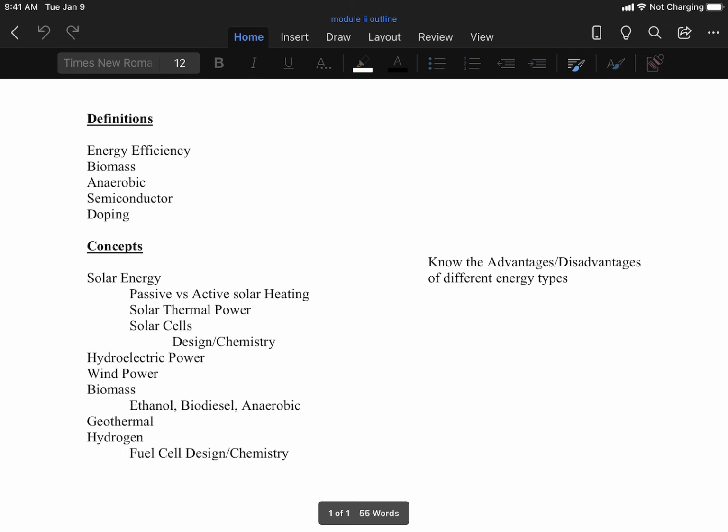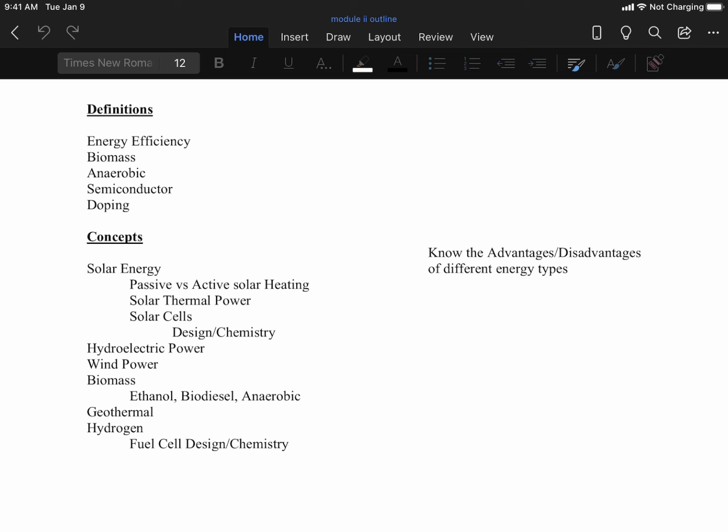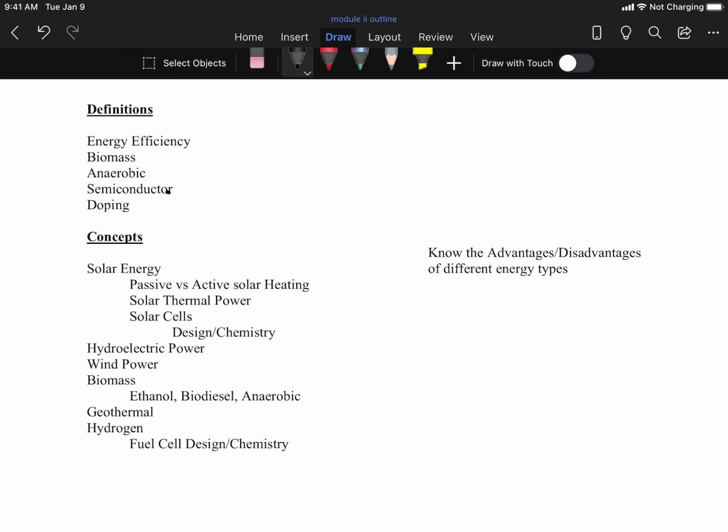Definitions are always a good thing to focus on for quizzes, although a couple of these are a little bit more advanced. These last two are more advanced, so I would reserve those until we get into the material. But energy efficiency, biomass, and anaerobic are things you should get a grasp on for your quiz. Then we get into the concepts.